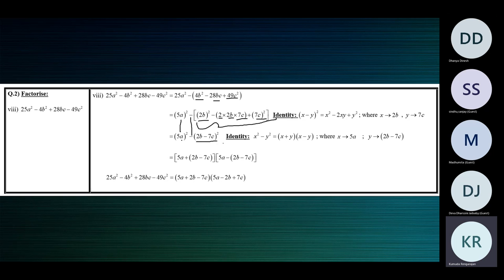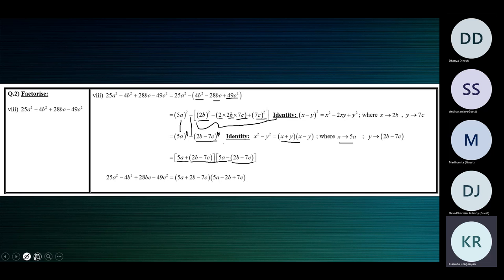Now, this one looks like x squared minus y squared, which can be factorized as x plus y into x minus y. Cover the square, take away the square. This is x, 5a. Take away the square. This is y, 2b minus 7c. So x squared minus y squared is x plus y, which is 5a plus 2b minus 7c, into x minus y, where x is 5a and y is 2b minus 7c.